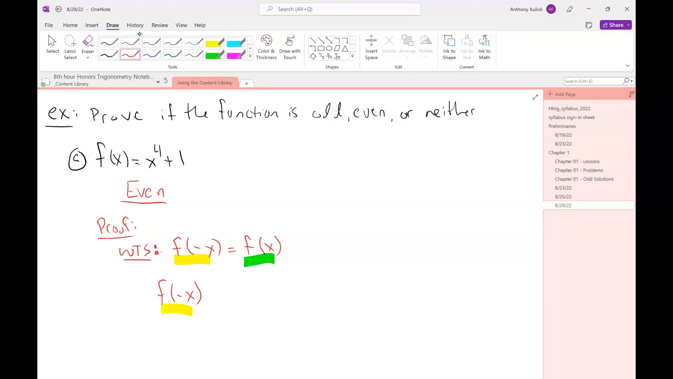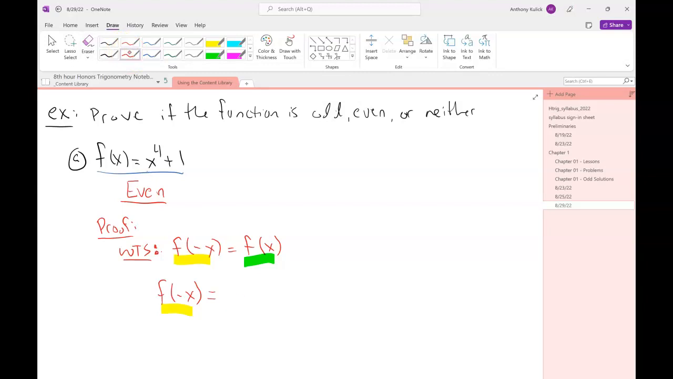So, f of negative x. What the heck am I supposed to do with that? What if I had f of 2 there? What would that mean? Would mean I just plug in 2 for x's, right? Everybody agree? If I had f of negative 7, what would I do? Plug in negative 7. If I had f of a, what would I do? Plug in a. If I have f of negative x, what am I going to do? Plug in negative x. Everybody happy with that?